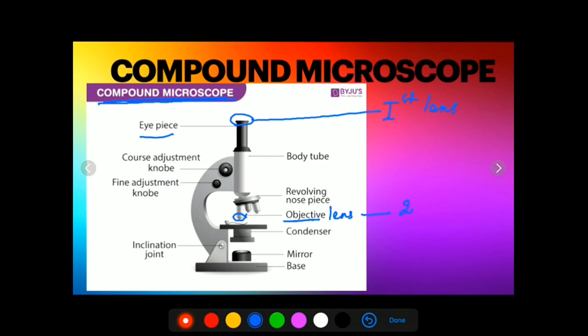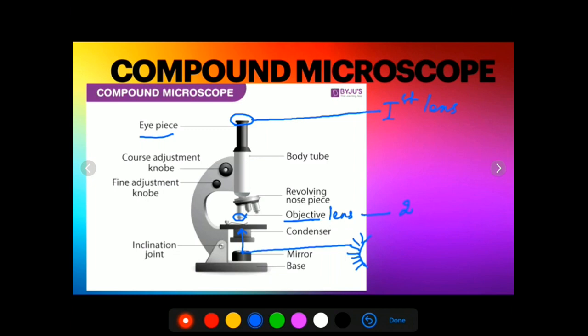This compound microscope requires a source of light energy. You keep it near light so that the light can enter the mirror and the mirror can reflect the light to the slide, and the slide is visible in the objective. So we can see this in a compound microscope.